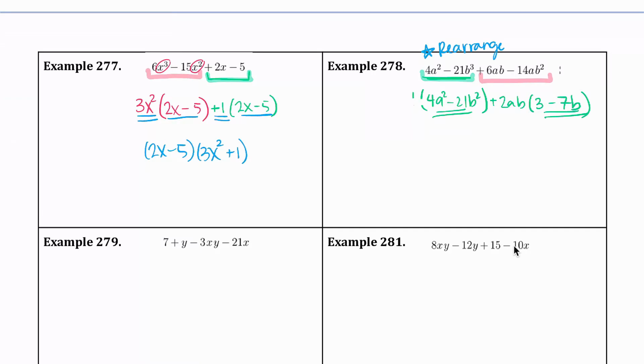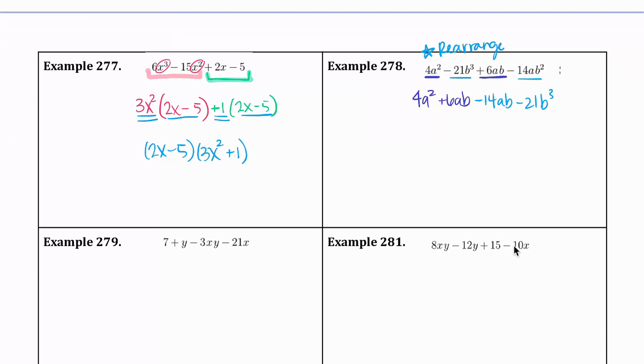We're going to rearrange it to see if we can take out greatest common factors that might be a little bit more useful. So let's see, I'm going to put my 4a squared and my 6ab together like this. And then I'm going to put these two together. Minus 14ab, oops, minus 21b cubed.